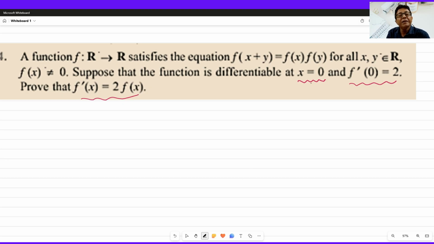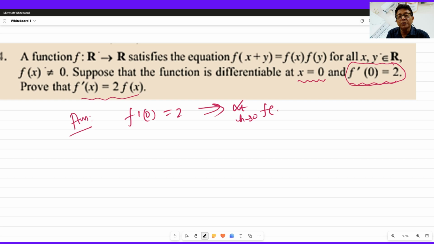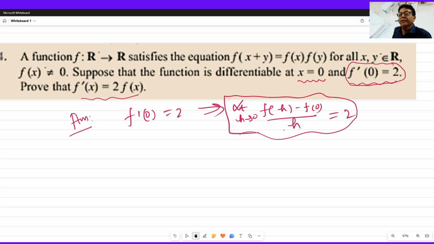It is differentiable at x equal to 0. What does it mean? It is a finite quantity and they have given the value. f dash 0 equal to 2. What is f dash 0? Let us simplify it first. If you get some clue from there, you must go for it. f dash 0 equal to 2 implies limit h tending to 0 of f(h) minus f(0) by h exists and its value is equal to 2. Whatever is given, let us write first.